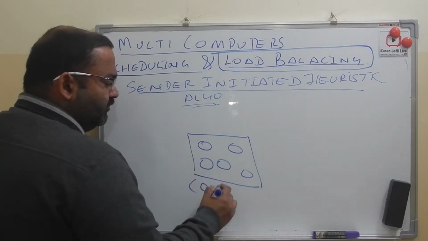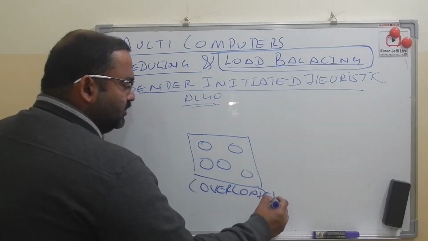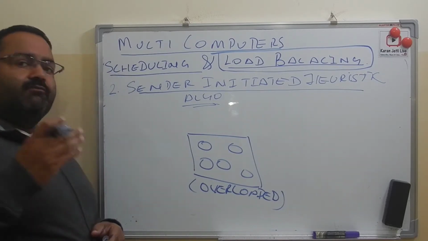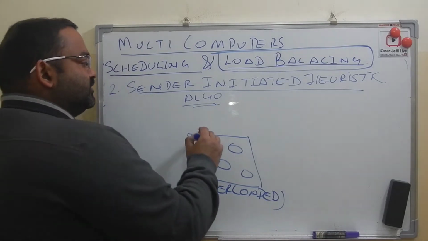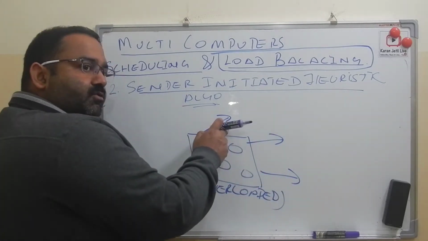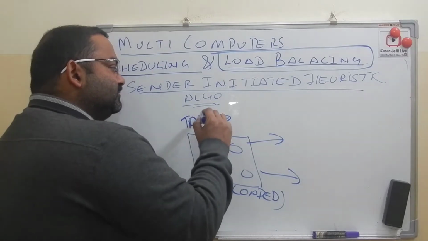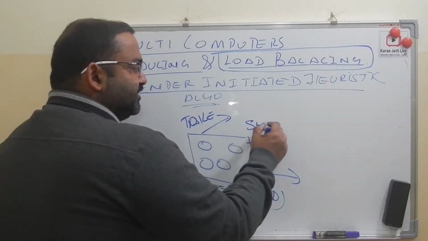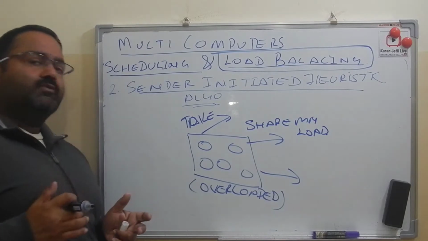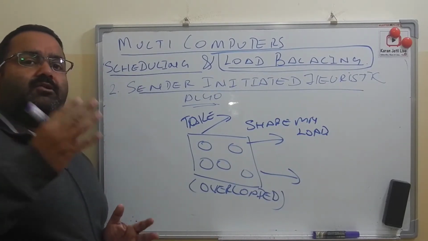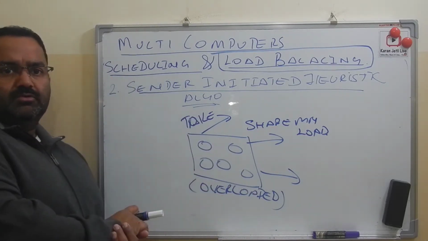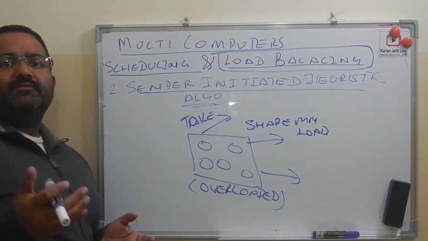For example, this node is overloaded. Now, when the node is overloaded, after some time it will pick any random node and send a request to that node to share the load. If you want, you can take a process from me, it can share my load. It will pick any random node and request it to take some processes from this node, so that the load can be shared between these two nodes.